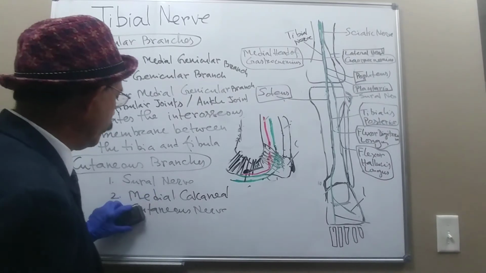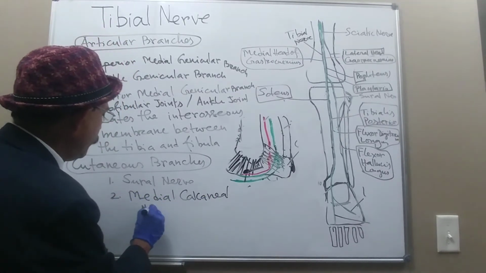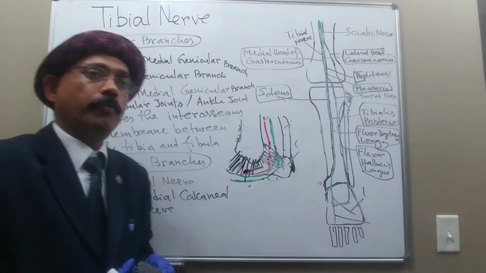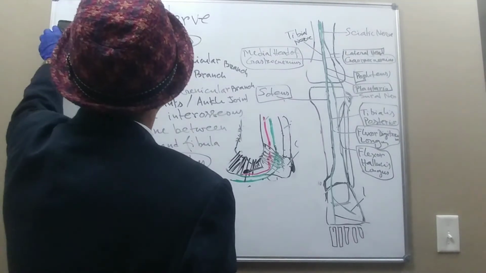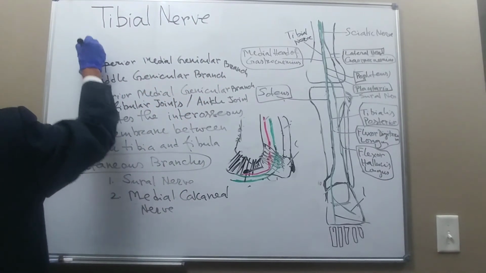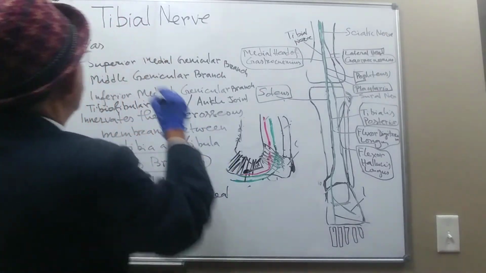This is also cutaneous, so you can avoid the word cutaneous. Medial calcaneal nerve is good, okay. Both of them are cutaneous, okay. We got the cutaneous branch. Then we have vascular branches. Vascular branches usually carry the sympathetic nerve fibers.